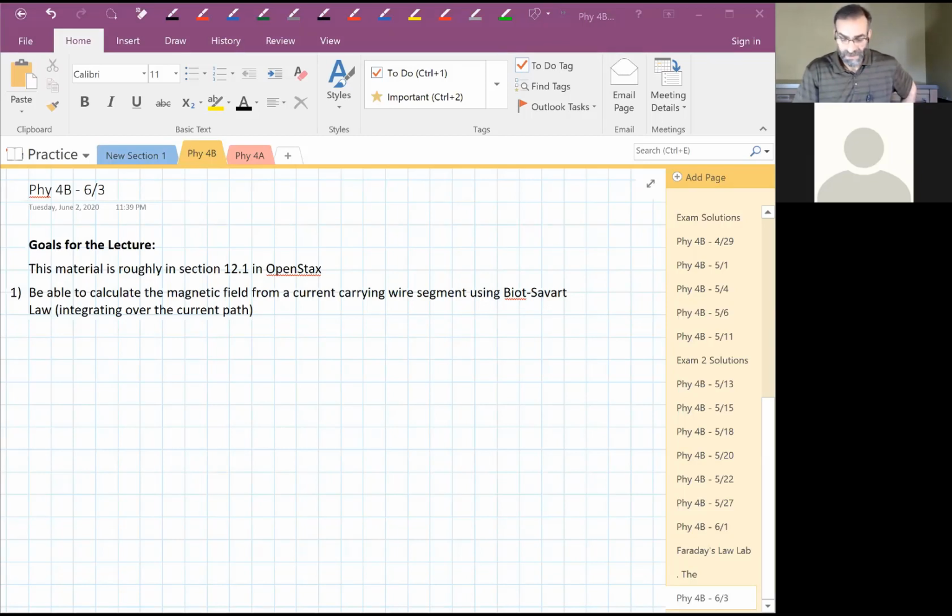Good morning. All right, we are moving along with sources of magnetic fields, right? So we're talking about current carrying wires.